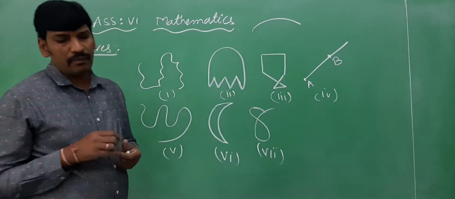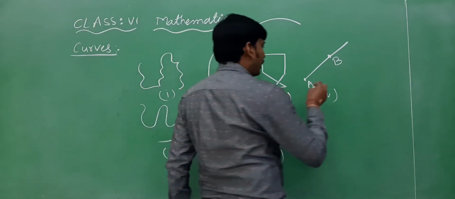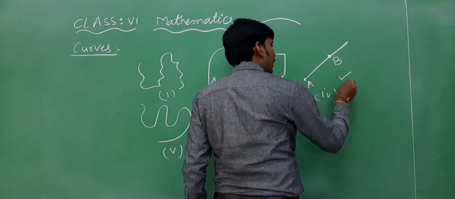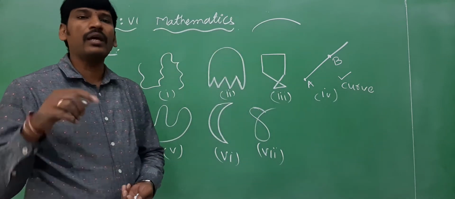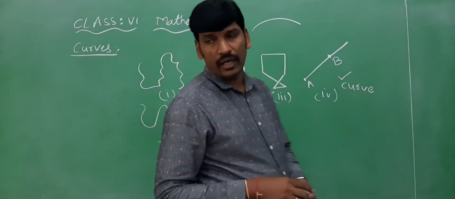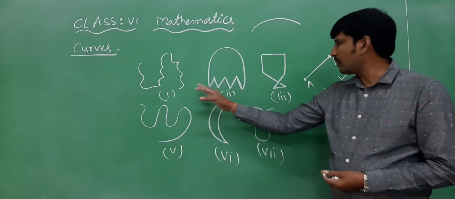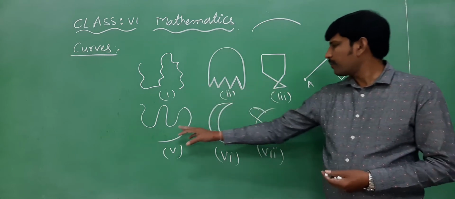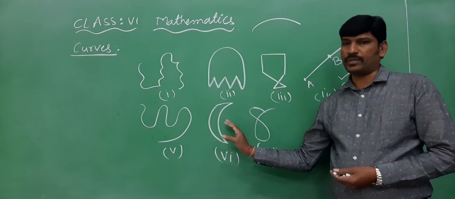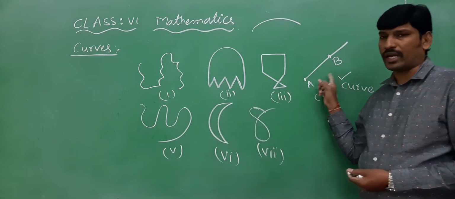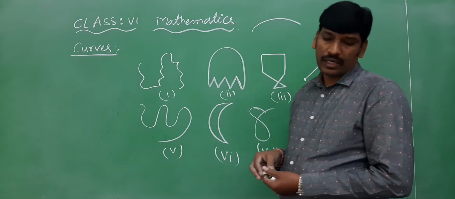But coming to mathematics, even this figure is also a curve only. In mathematics, a curve can be straight also. Among all these figures, if you observe, 1 and 2 are curves of different shapes. But this one is only straight. This is also a curve in mathematics.